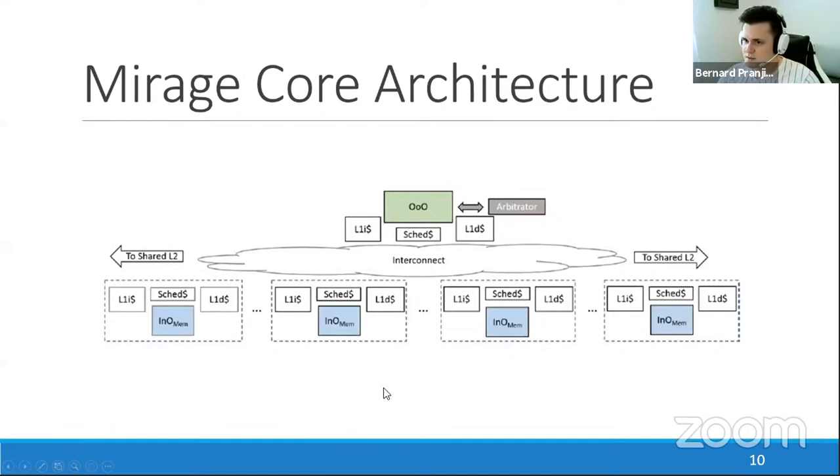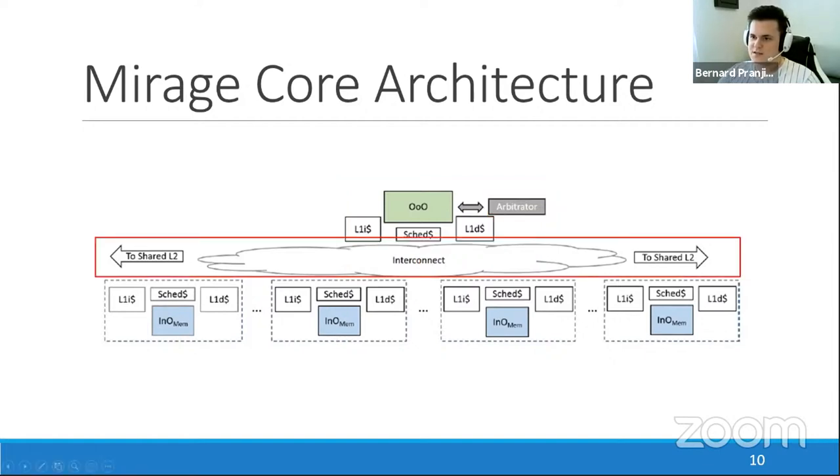Now this is an overview of the Mirage core architecture. All of this is the so-called cluster. Here we have the out-of-order core. It works as the scheduler, and it has its own L1 instruction cache, its schedule cache, which we will see what this is later, and the L1 data cache. The arbitrator is a hardware extension, and it can see how different apps perform according to different metrics.